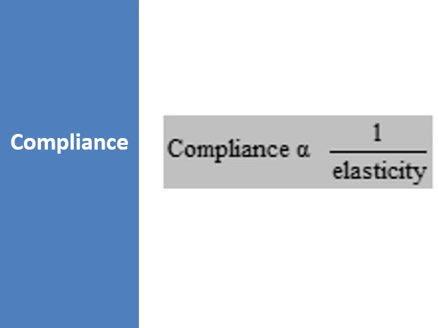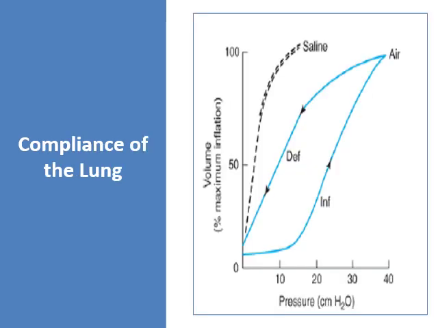So remember that as the elasticity increases, the compliance will decrease, and vice versa. The diagram that represents the compliance of the lung relates the changes in the lung volume to the changes in the transpulmonary pressure. The relation is recorded by changing the transpulmonary pressure in small steps during both inflation and deflation of the lung, and allowing the lung volume to come to a steady level between the successive steps.